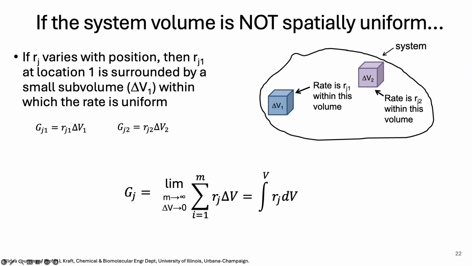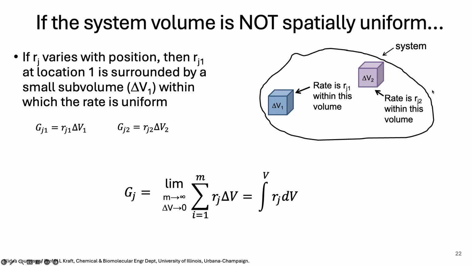Now, that's not always the case. Sometimes our system volume may not be spatially uniform. In this case, if the rate of reaction of J varies with position, then we can consider the total volume as a set of subvolumes, where in each of them there will be a unique reaction rate. So the rate of generation of J in reactor volume 1 is equal to the rate of reaction of J times that subvolume. Okay, and likewise for 2, and for 3 and 4, and however many, up to infinity, for example.